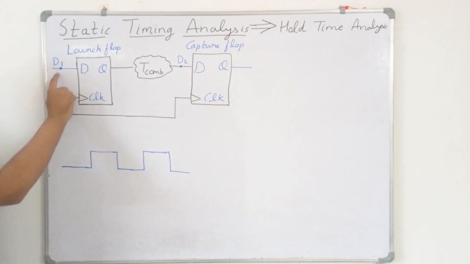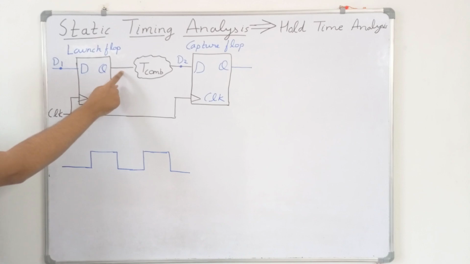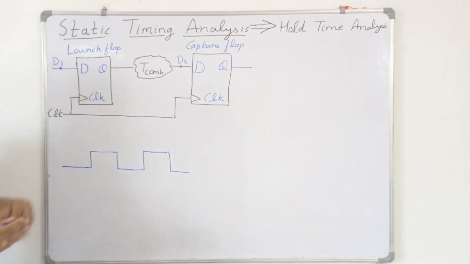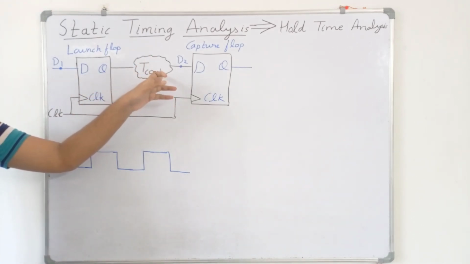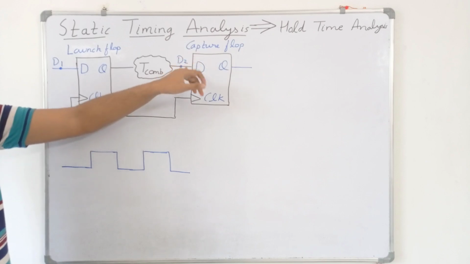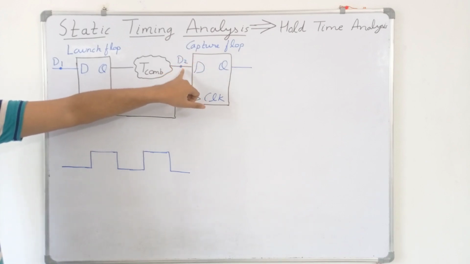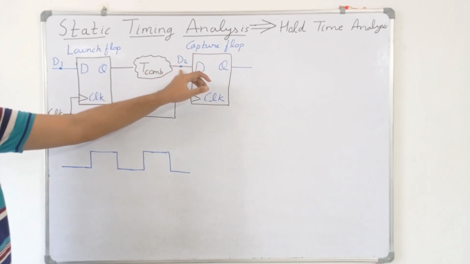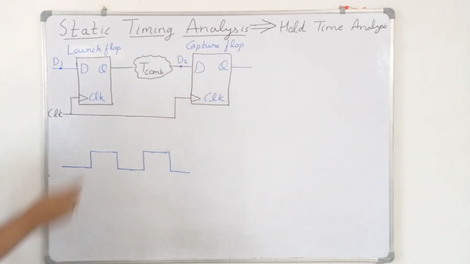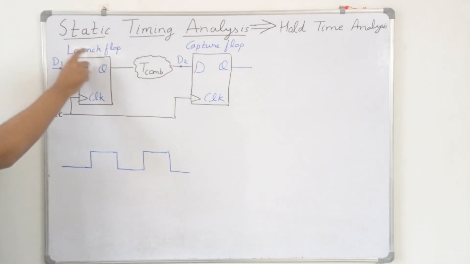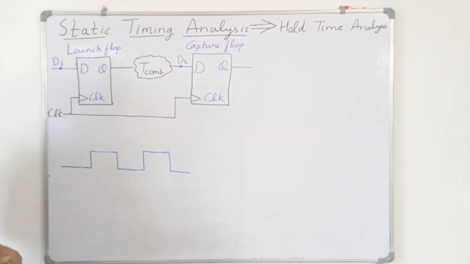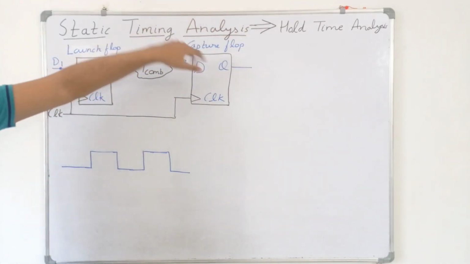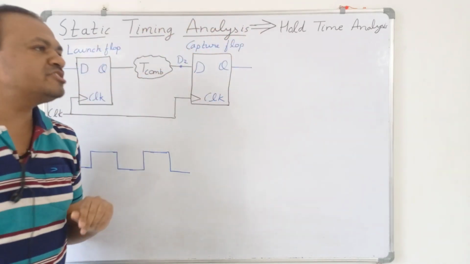This D1 data will be produced at the output. It will travel through this combination logic. Then it will be produced at the input of the second flip flop. This second flip flop will capture this data and produce the output. That is why this is called the launch flip flop, because it launches the data, and this is called the capture flip flop because it captures the data.